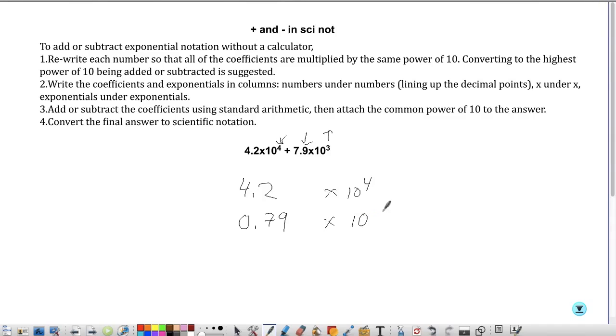Now 10 to the 3, we need to increase the size of the power by 1, so we need to decrease the size of the coefficient by 1 order of magnitude. So that's going to be 0.79 times 10 to the 4th. Then I add as normal, 4.99 times 10 to the 4th. And then I just need to make sure that the coefficient is between 1 and 10.